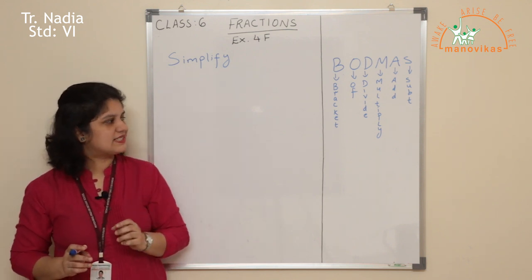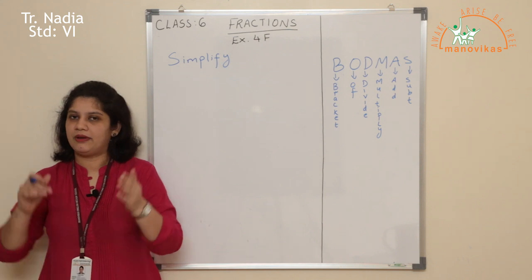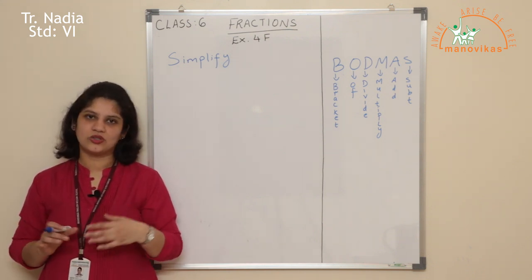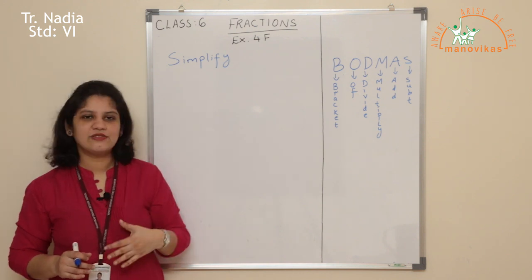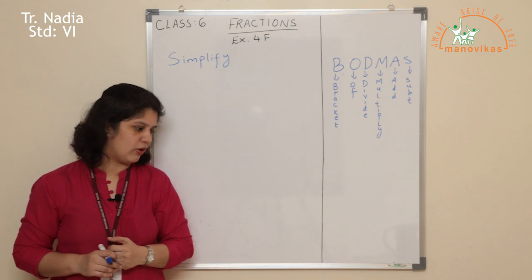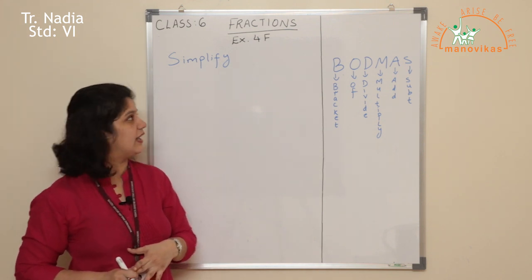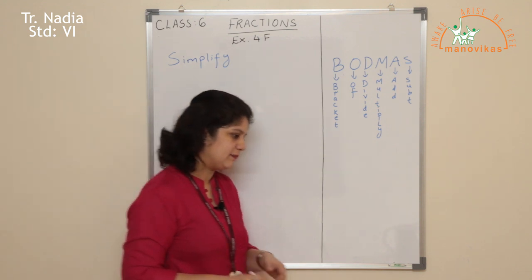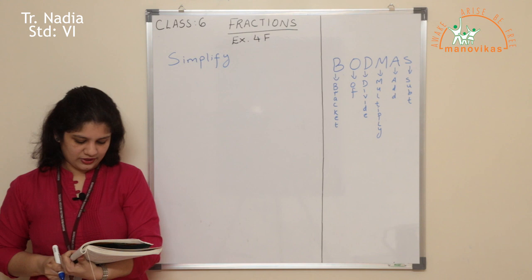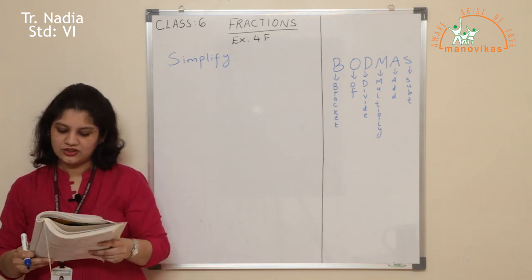Now what does B stand for? B stands for bracket. Sometimes a part of the question may be in the bracket. So in that case, the bracket part has to be solved first. So now as we solve the sums, we will understand how to apply this concept of BODMAS. So now I will move to the next part of exercise 4F, that is simplify. Now in the simplify question, the second question is simple, so I am not going to solve that for you all. Instead, I will move to the third question.